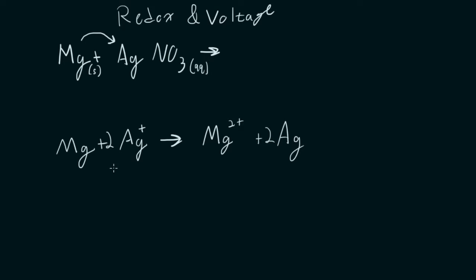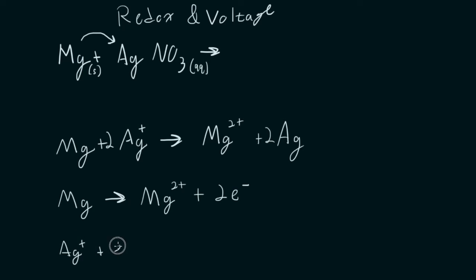So what are the half reactions that we would have here? Well, I would have magnesium trying to get rid of 2 electrons in order to become ionized. And then we're going to have this silver ion, which needs to pick up an electron in order to become the silver metal. Which one of these is a reduction reaction? Well, silver would go from a plus to a 0. So this would be my reduction reaction.